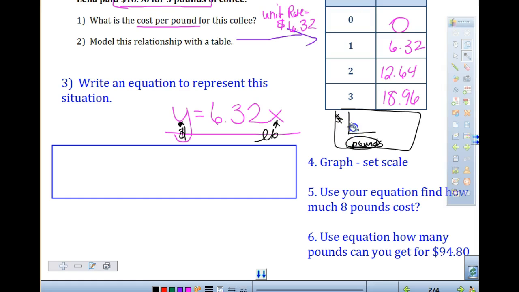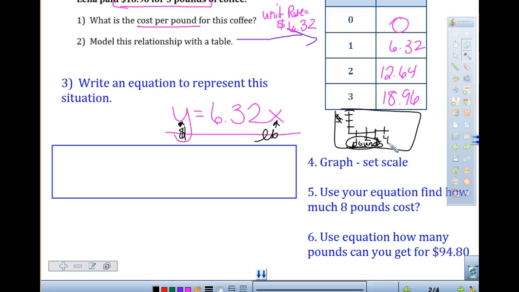So put your scale going up for your dollars. And over here, you're going to have your pounds. And that's probably going to go by the numbers 1, 2, 3, right? And please plot your points. Should it be proportional? Yes. Okay? So on your quiz, you're doing this right now.